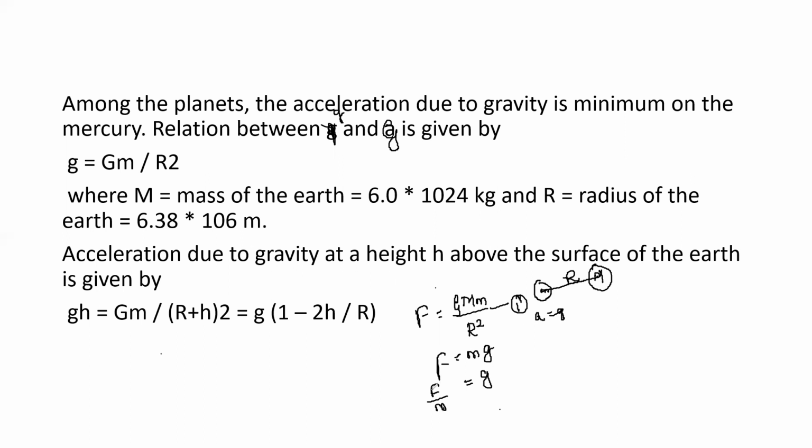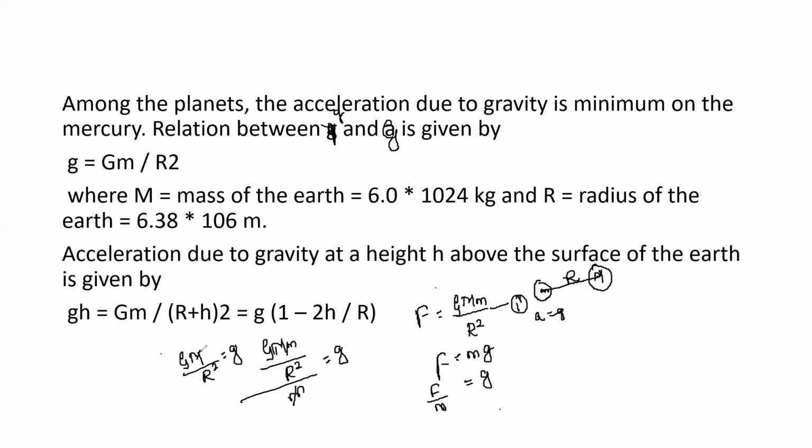Substitute the value of F from equation 1. So what is the value of F here? The value of F is G M into m divided by r square, and this whole divided by m is equal to small g. So this m will get cancelled. Therefore, we get GM divided by r square is equal to g. This is the relation between capital G and small g.